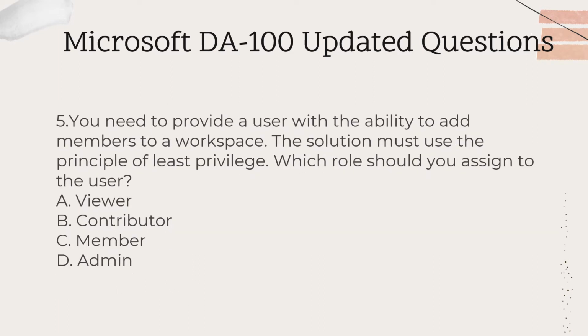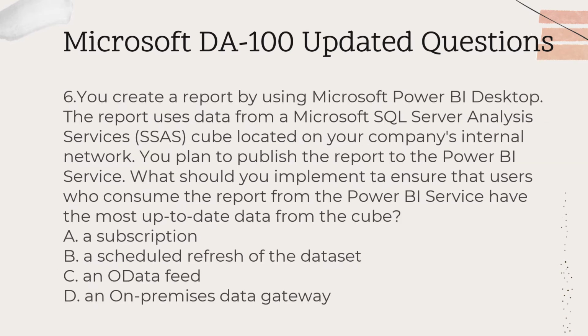5. You need to provide a user with the ability to add members to a workspace. The solution must use the principle of least privilege. Which role should you assign to the user? A. Viewer. B. Contributor. C. Member. D. Admin.